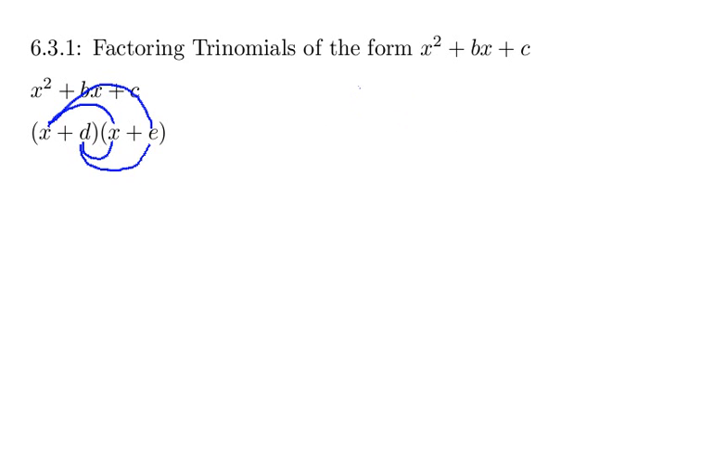So we'll have x times x, which gives us x squared, and then plus x times e, so we'll have plus ex. Then plus d times x, plus dx. Then plus d times e, plus ed. Let's make it de, in alphabetical order.